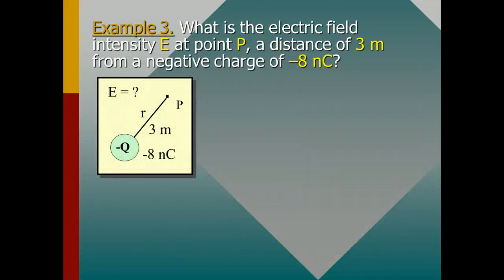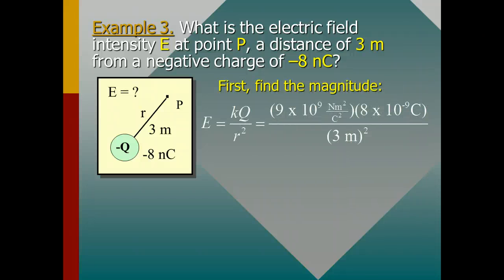So here's an example. What's the electric field intensity at point P, a distance of 3 meters from a negative charge of 8 nanocoulombs? Go ahead and pause and take a look at that. And welcome back. So first we have to find the magnitude of the electric field by doing KQ over R squared. So we have K is 9 times 10 to the 9th. Q in this case is 8 times 10 to the -9th. It's nanocoulombs, and we're dividing it by 3 meters squared. So our result is 8 newtons per coulomb.